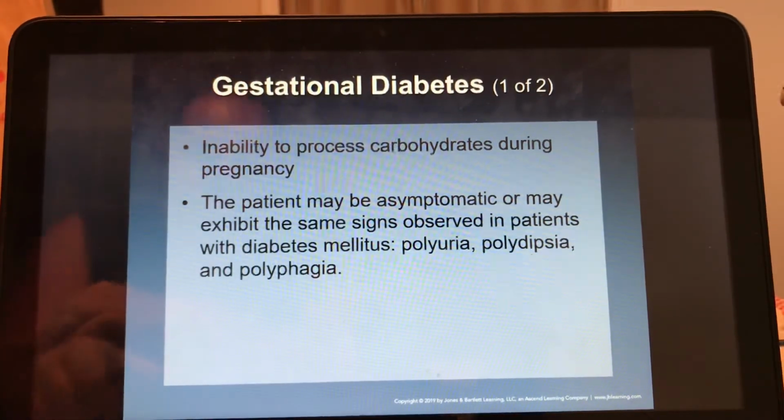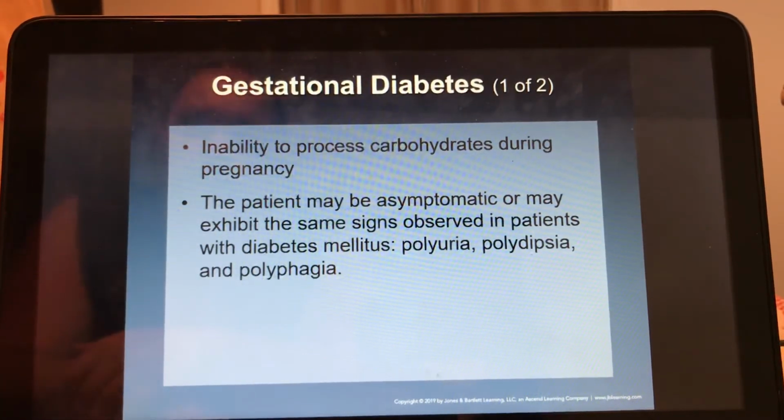There is such a thing called gestational diabetes. What that means is mom's never been a diabetic in her entire life. Never had issues with her blood sugar. There's probably no family history, nothing. All of a sudden, she gets pregnant, and now she starts having issues regulating her sugar.